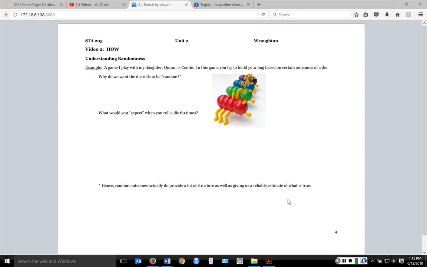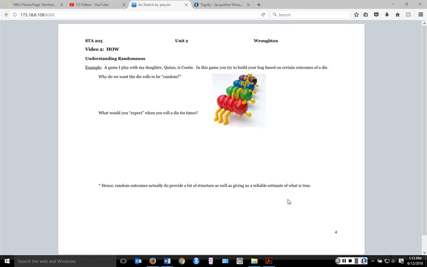So we're going to start this idea by looking at an opening example, just looking at a kid's game. There's this game called Cootie. I play it with my daughter Quinn. If you've never played this game before, the idea is to build your bug fastest, and whoever completes their bug first wins. And how you decide what part of your bug you get, you roll a die.